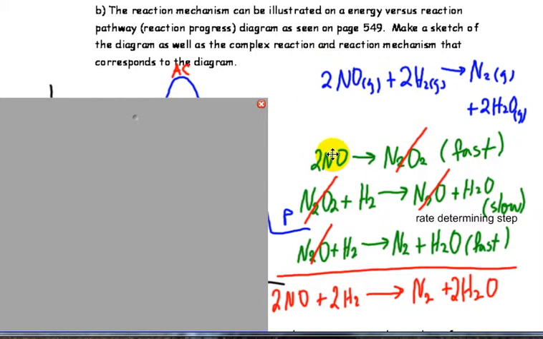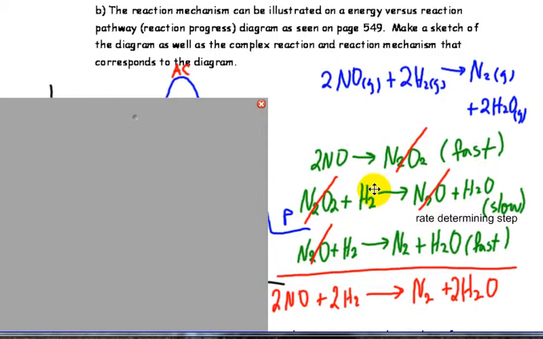These 2 NOs come together and form the N2O2 molecule. Then that N2O2 molecule combines with one of these hydrogens to make N2O and H2O. Then the final N2O combines with the last H2 to form N2 and H2O. So you can see some of these things that are formed are used up in the next step. So those are the intermediates. N2O2 is produced then used. N2O is produced and used.